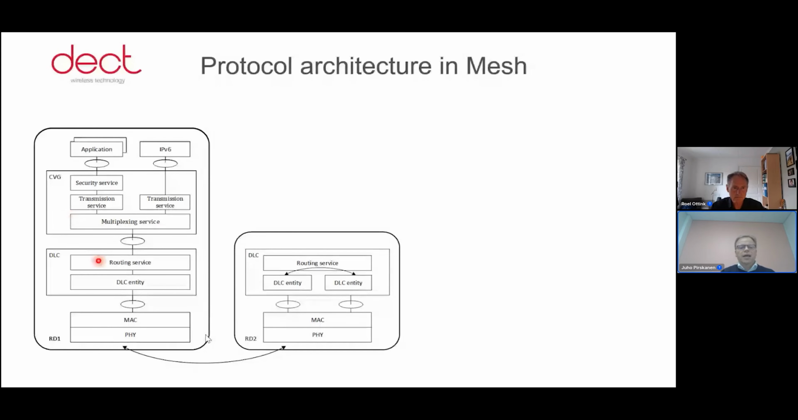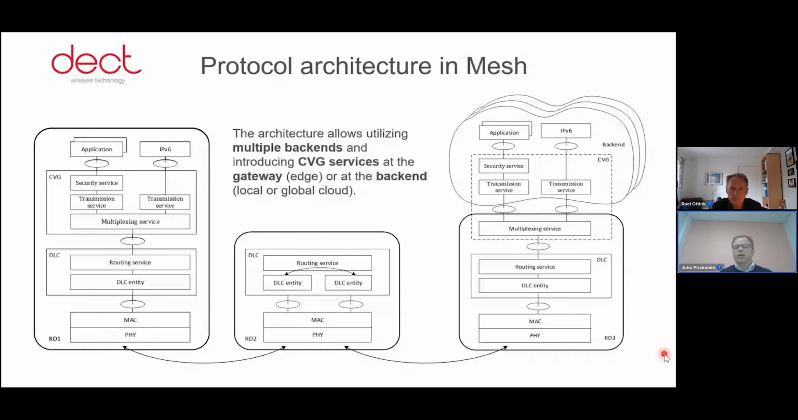And then in the DLC layer, which is the data link control layer, we have a routing service and the DLC entities. The DLC entities are link-specific. And the routing service is basically the layer which makes the decision on how to forward the data. And then we have the MAC and the physical layer providing the actual transfer of the data. And then when we have a router device, the router is forwarding a packet from radio device 1 to radio device 3, which then has the backend connectivity to the global cloud, or these services are terminated even in the gateway.